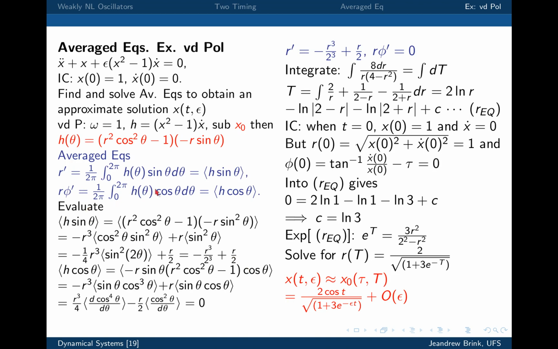A lot of physics and mathematics uses this type of thing. Whenever you get complicated equations and you want an analytic estimate of your limit cycle, you're going to be doing averaged equations. So thank you very much.